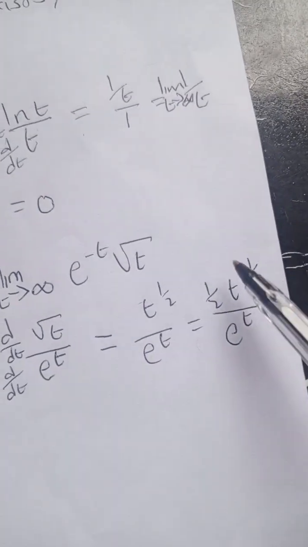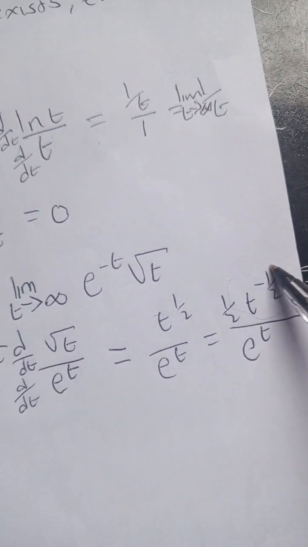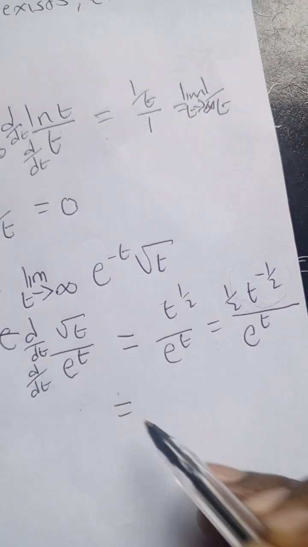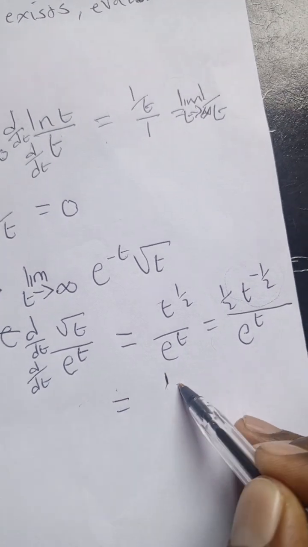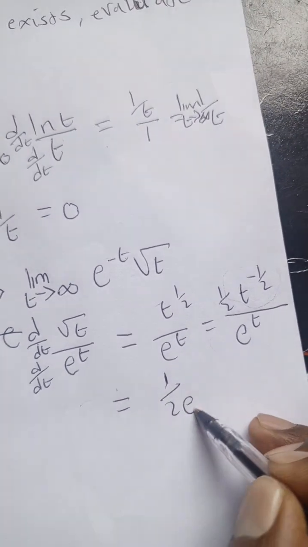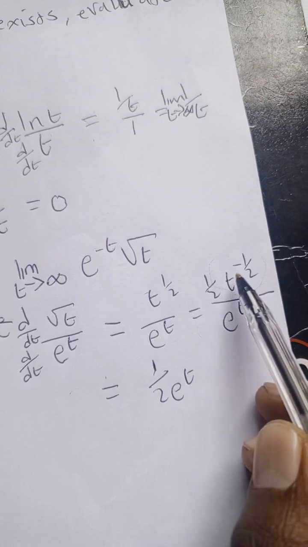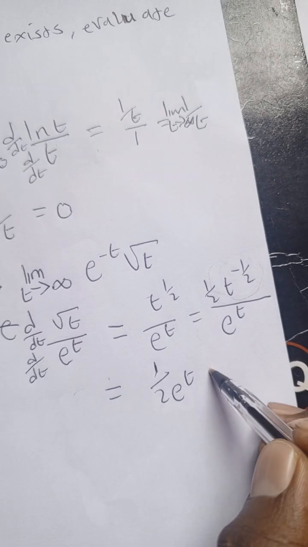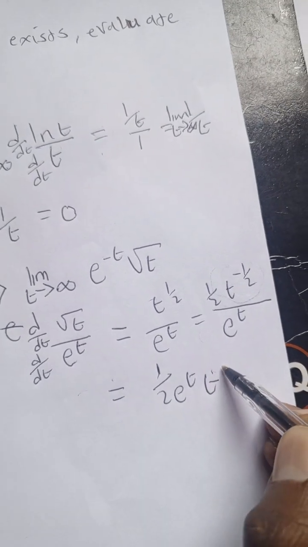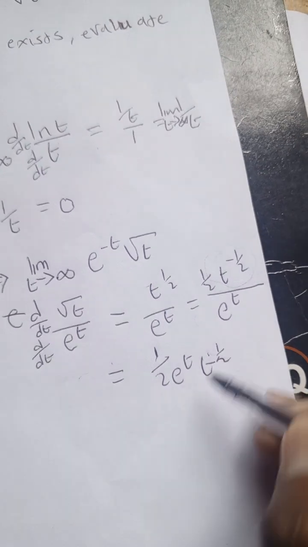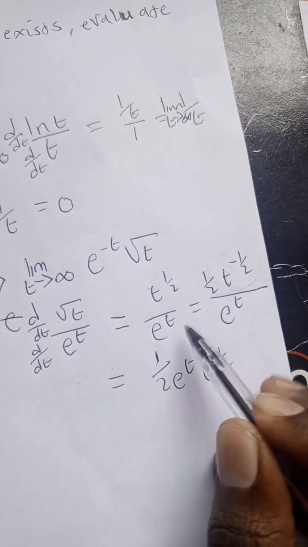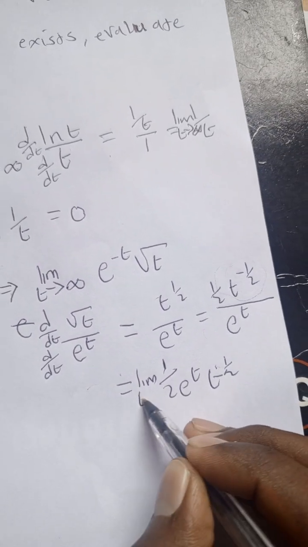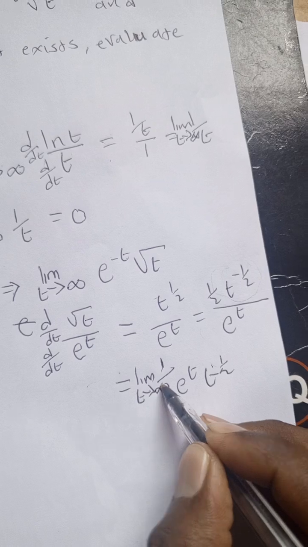Now look at how that is. We can bring this down as 1 over 2 e to the power t. Now see, that's a negative power, so it can drop down and become positive. So it is going to be t to the half. Now remember, this whole thing was a limit as t was approaching infinity.